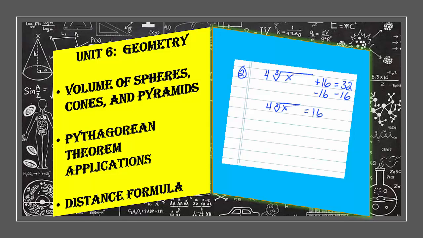Now remember, I just said 4 times the cubed root of x. Since the cubed root of x is another exponential power, x raised to the 1/3 power, I can't do anything with that until I've undone all of the multiplication and division. Well, in order to undo the multiplication, I'm going to divide by 4. So the cubed root of x is equal to 4.